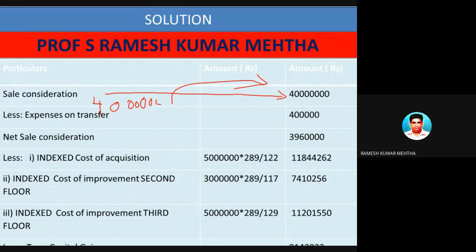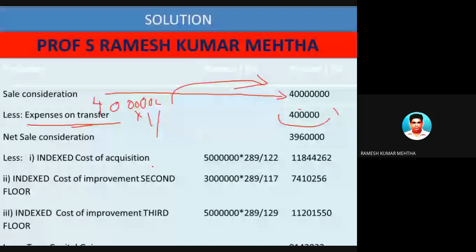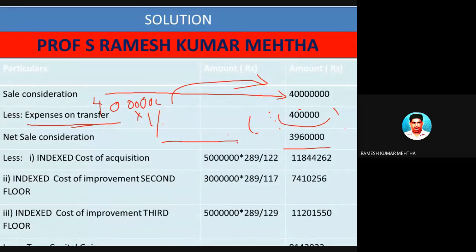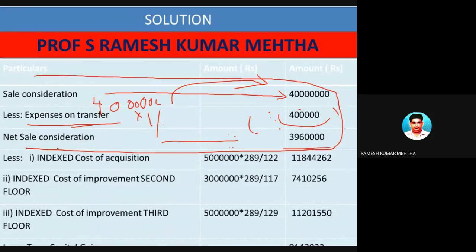Number one. Number two is expenses on transfer. Now when he is selling this particular asset, he has incurred 1% on 4 crores, which is 4 lakh rupees. Hope you have understood this point. So after you deduct this 4 lakh rupees from 4 crores, the net sale consideration is 3 crores 96 lakh rupees. Up to this stage, I don't think there will be any problem. But the problem starts here onwards.